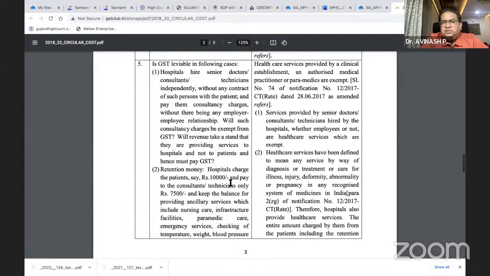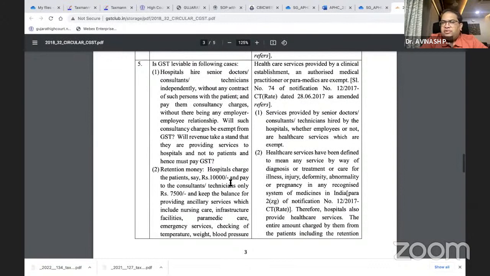1. Hospitals hire senior doctors, consultants, technicians independently without any contract of such person with the patient and pay them consultancy charges without there being any employer-employee relationship. Will such consultancy charge be exempt from GST? Will revenue take a stand that they are providing services to hospitals and not to patients and hence must pay GST?